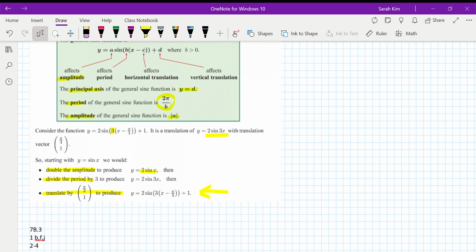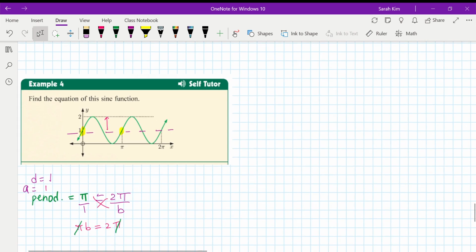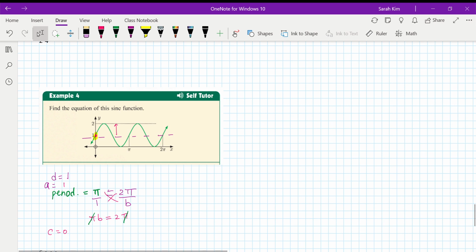C was the effect of horizontal translation. Well, this one doesn't have a horizontal translation because we always start at this upwards curve and then come down. So this one actually didn't have a horizontal translation. It didn't move or anything like that. So the horizontal C component is 0. So C is 0. Now that we know the symbols, we should be able to write our equation.